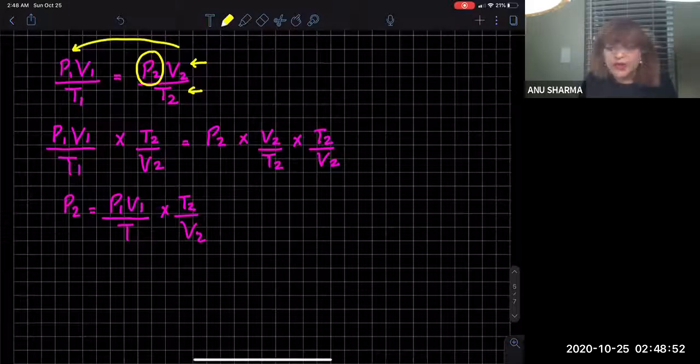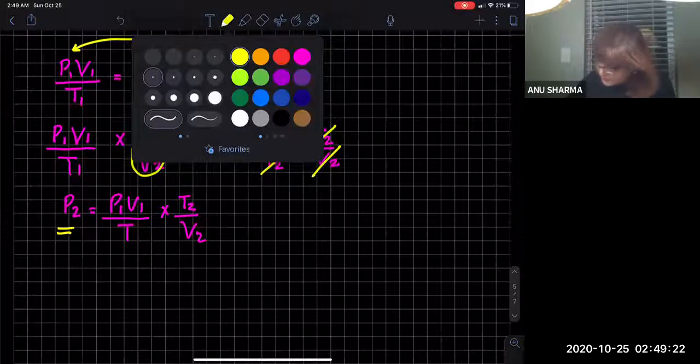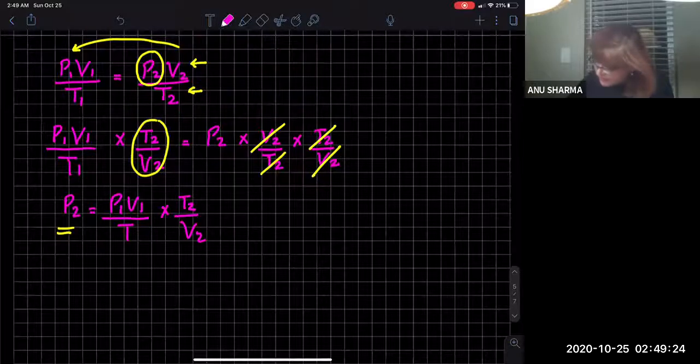And so how are you going to do that? You need to cancel it from one side. So V2 over T2 times T2 over V2 cancels out the T2, and V2 cancels out. But on the other side, you bring T2 over V2 in the inverse form. And the rest is just rearranging. So we have P2 is equal to P1 V1 over T1 times T2 over V2.